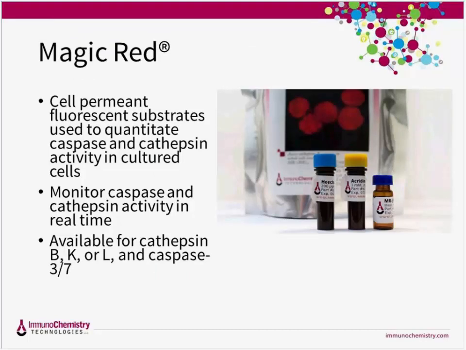Now let's move on to our next product line, our Magic Red. Our Magic Red assay kits contain cell permeant fluorescent substrates that can be used to quantitate caspase 3,7 and cathepsin activity within your cultured cells. With these substrate-based kits, not only are you able to quantitate the activity as an endpoint reading, but you also have the option to monitor in real time as well, as we'll be discussing in one of the examples. At this time, we offer the kits for cathepsins B, K, and L, as well as for caspase 3,7. All of our Magic Red kits contain the Magic Red substrate, Hoechst to stain the nuclei, and then acridine orange as well to identify the lysosomes. Magic Red results can be analyzed using a fluorescence microscope or a fluorescence plate reader.